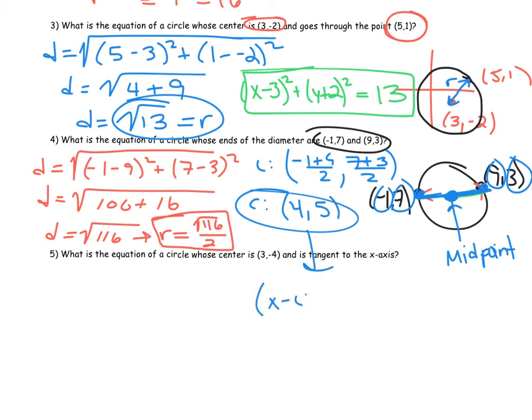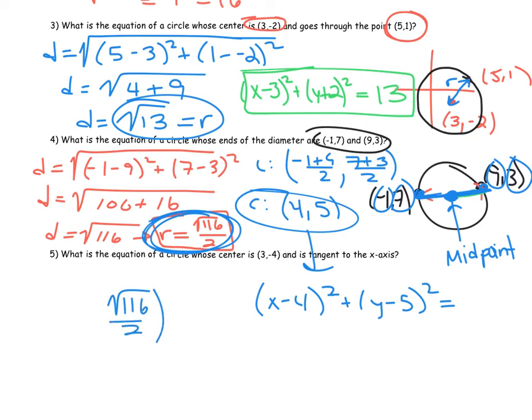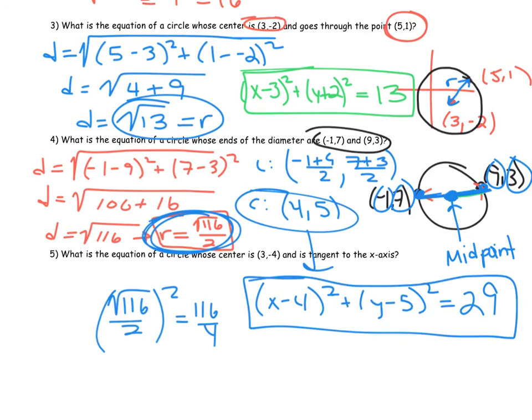I'll have x minus 4 squared plus y minus 5 squared is equal to the radius squared. So let's see. Squared is the square root of 116 over 2 squared. That's going to be 116 over 4, which when I put that in my calculator, I end up getting 29. So there is my other equation. Again, if you guys need to rewind, go back to any of this stuff, please feel free to do so.